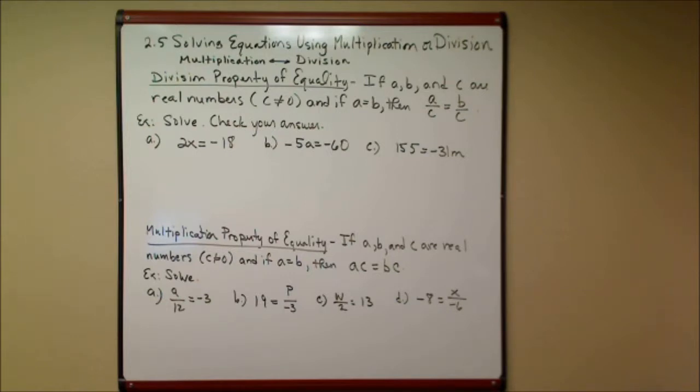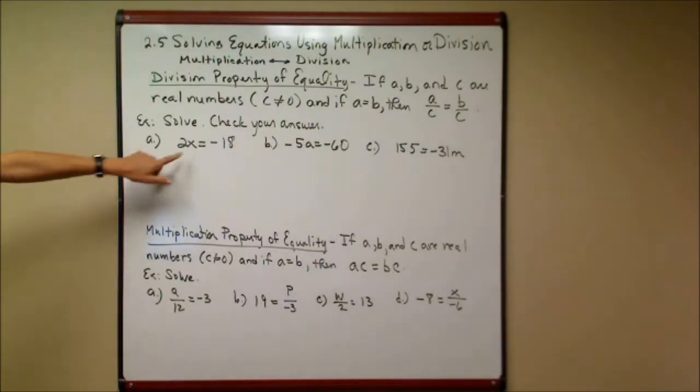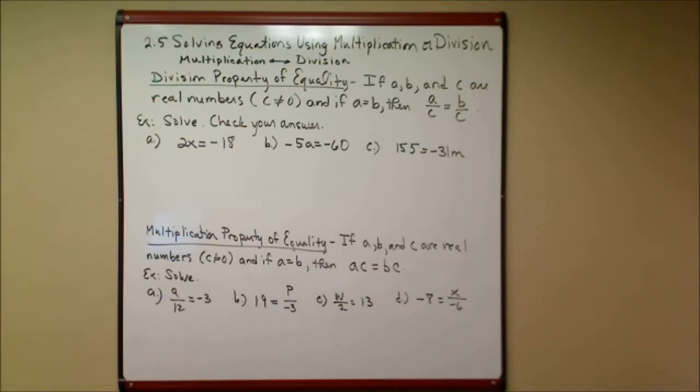We're going to transform these equations into equivalent equations so that we can get the variable all by itself. Equivalent equations means they have the same solution as the original. So in this case, my variable is x, it's 2x, which means 2 times x is equal to negative 18. I'm going to try to get the variable x all by itself on one side, which means I've got to get rid of the 2 that's times the x. Well, the inverse of multiplying by 2 would be to divide by 2.